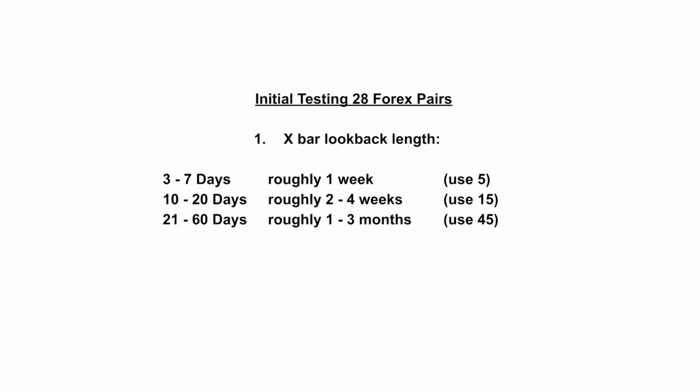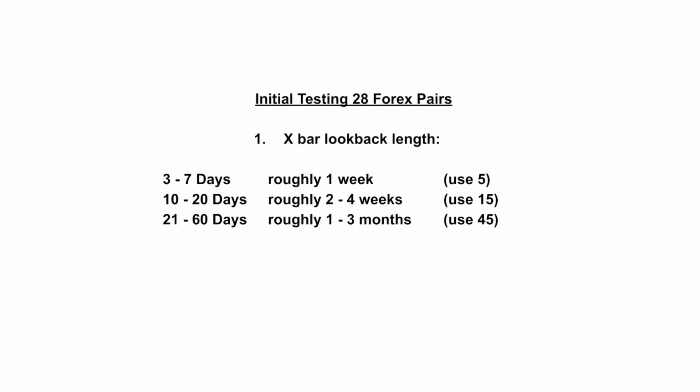And I've broken it down into 3 separate ranges. We've got a range of 3 to 7 days, which is roughly a week, 10 to 20 days, which is roughly 2 to 4 weeks, and 21 to 60 days, which is roughly 1 to 3 months. Now, for the initial testing, rather than test every day within that range, I've just gone in the middle. So for the first test, I'm going to be using 5 days, then 15 days, and then 45 days.